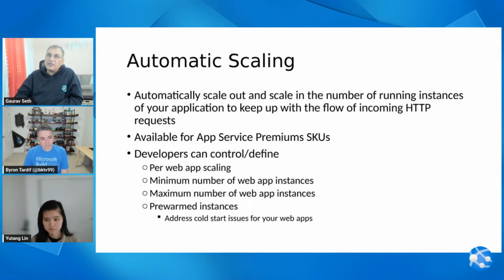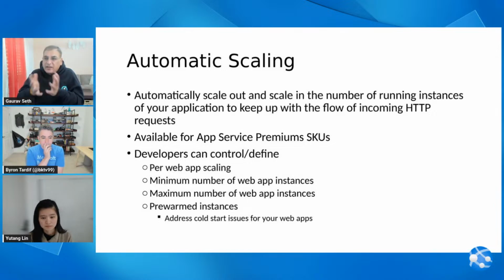And of course, we also have this super slick concept of pre-warmed instances. So what that basically means is that while your web app starts scaling out, we always have a pre-warmed instance available. Let's say you want your web app to scale to 5 instances and you're already on 3, by the time you want the 4th instance to be available, it's already pre-warmed and available. So that helps eliminate some of the cold start issues for your web app.